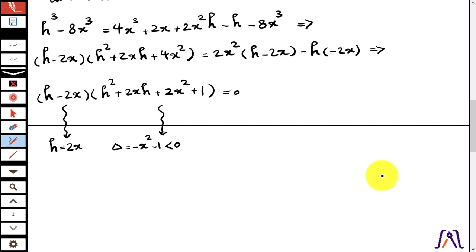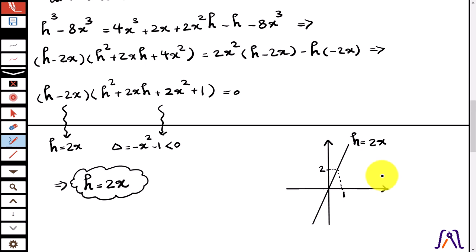Well, the root of the left-hand expression is obviously 2 times x, and the quadratic expression on the right side has no real roots because its discriminant is negative. Therefore, we finally arrive at the conclusion that h of x is equal to 2 times x, and we can graph it easily.